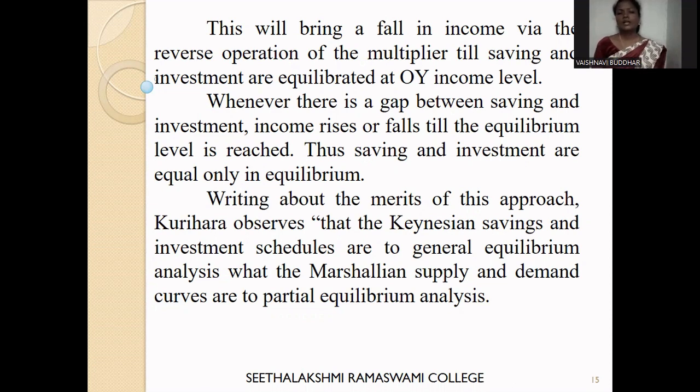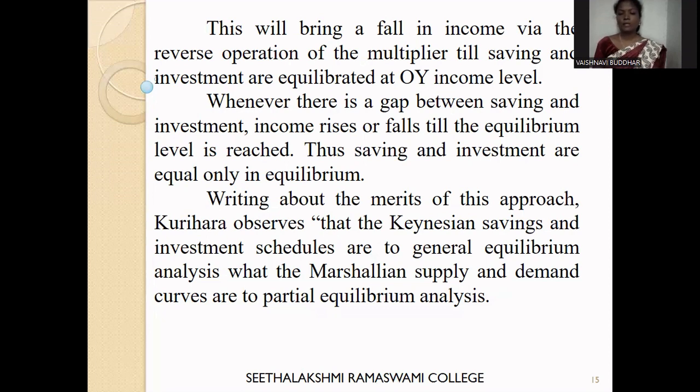According to Keynes, it is the level of income that matters. Until savings and investment reach the same level, the income level will keep changing, and it will bring equality between the saving and investment functions. Next, lastly, we can look at the merits of this approach.